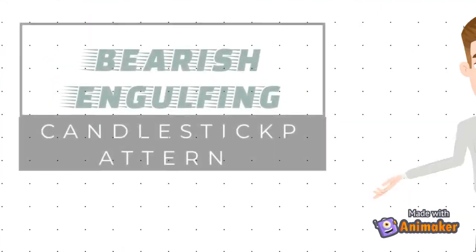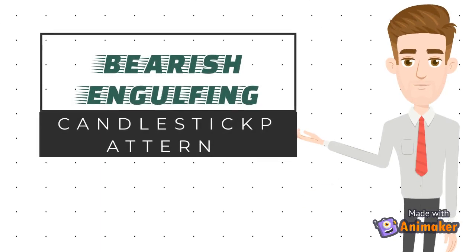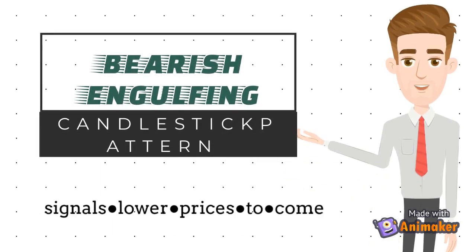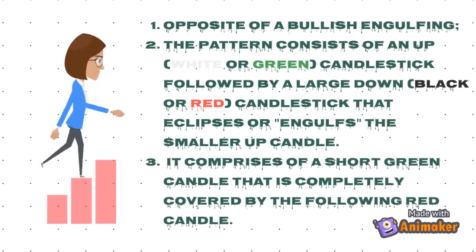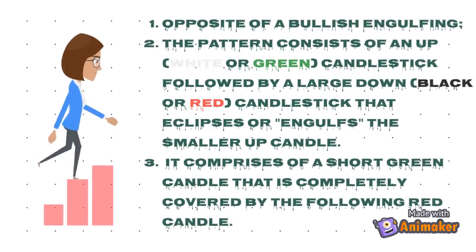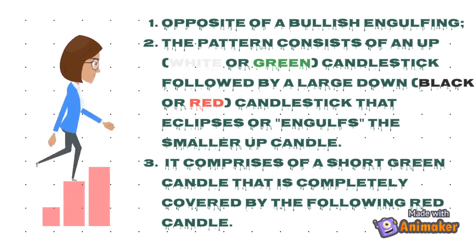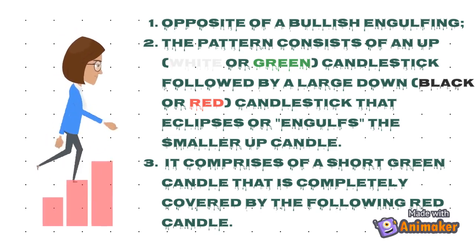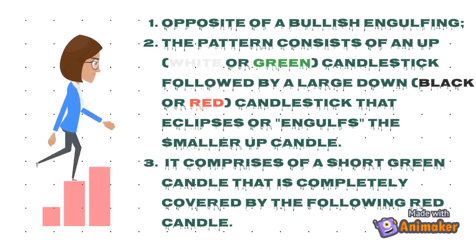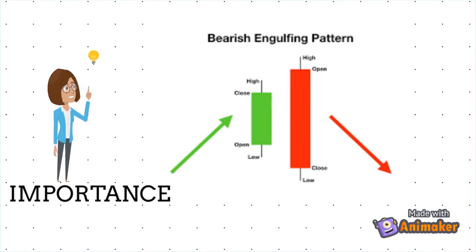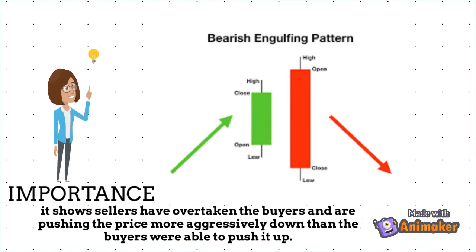A bearish engulfing pattern is a technical chart pattern that signals lower prices to come. It is the opposite of a bullish engulfing. The pattern consists of an up, colored with white or green, candlestick followed by a large down, colored with black or red, candlestick that eclipses or engulfs the smaller up candle. It comprises a short green candle that is completely covered by the following red candle. The pattern can be important because it shows sellers have overtaken the buyers and are pushing the price more aggressively down than the buyers were able to push it up.